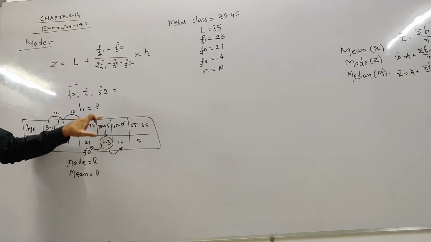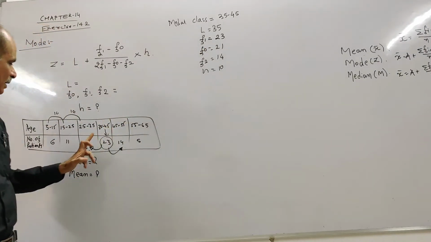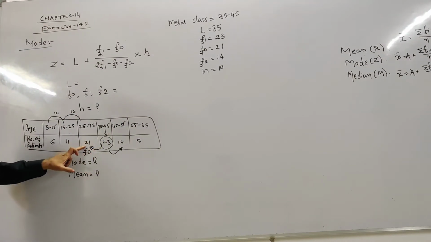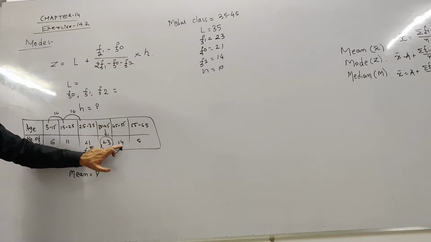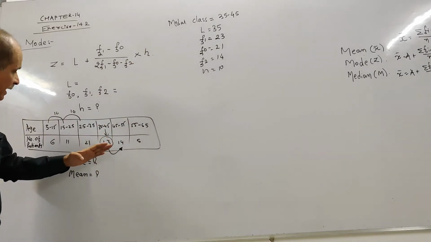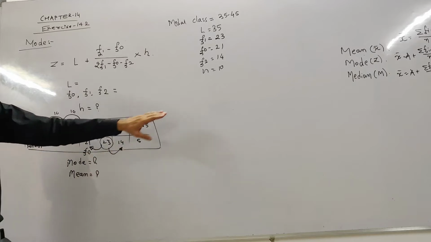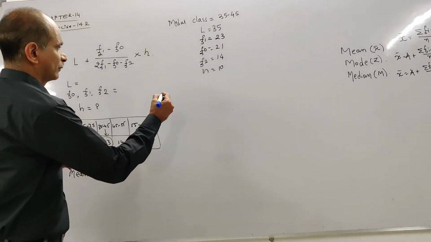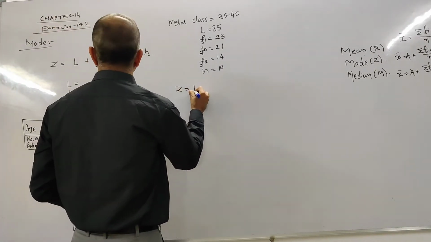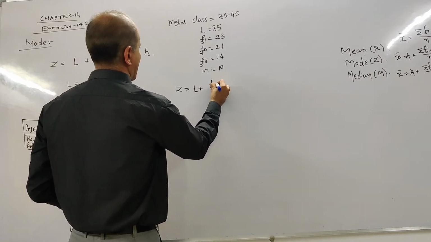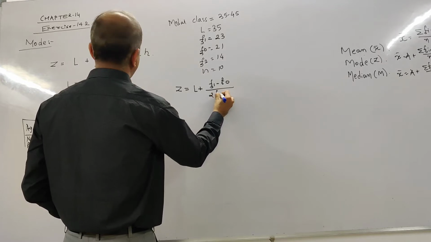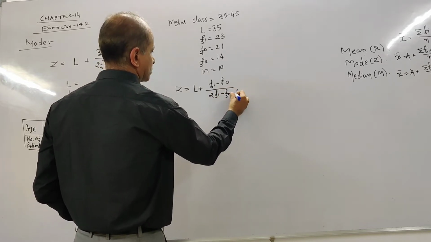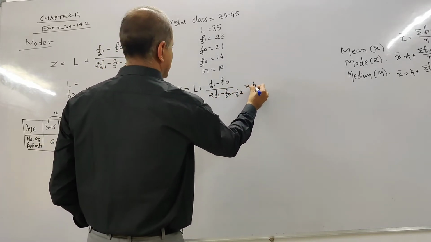The lower limit of the modal class is known as L. The frequency of the class previous to the modal class is known as F0. The frequency of the class next to the modal class is known as F2. And you know how to find out the class length. Now write down the formula. So Z is equal to L plus (F1 minus F0) upon (2F1 minus F0 minus F2) into h.